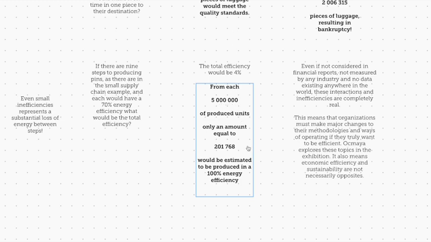you could only deliver 201,000 in the estimated quantity, which in this case would be the estimated amount to be produced at 100% energy efficiency. Now, to be clear, achieving 100% energy efficiency is extremely difficult.